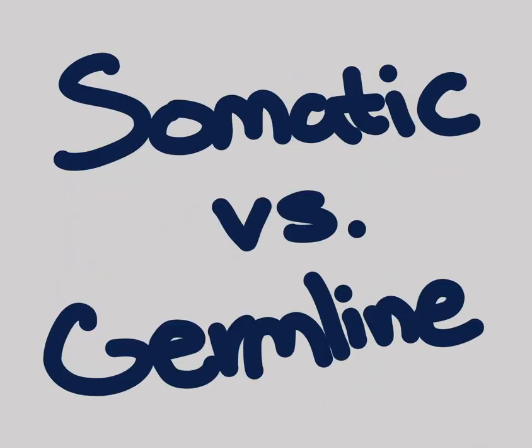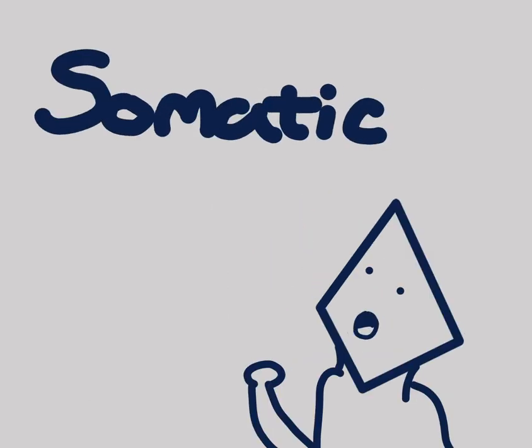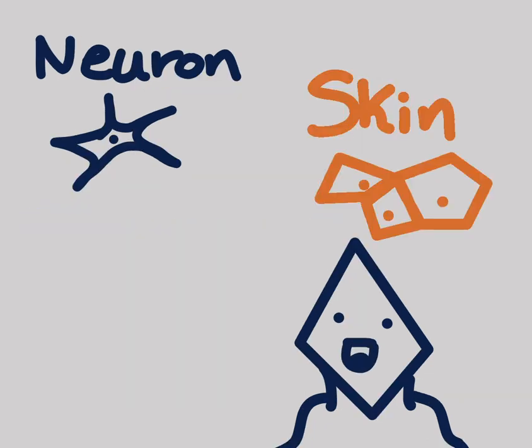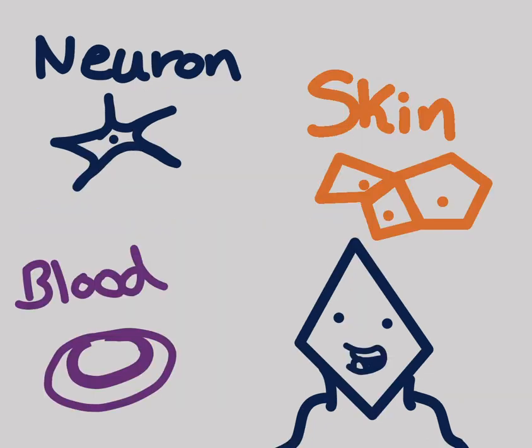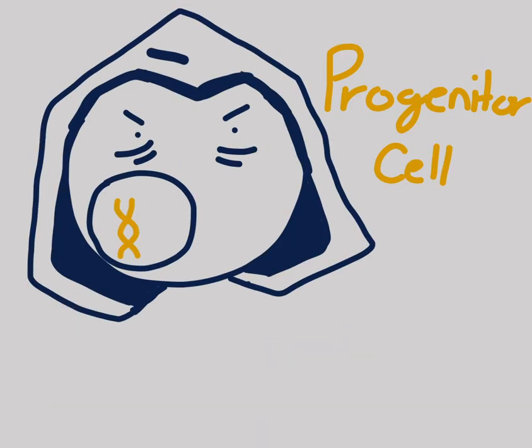Somatic versus germline mutations, very simple yet important concept. Somatic mutations occur in somatic tissues, aka neurons, skin cells, blood cells. When a mutation occurs in a single cell, that beginning cell is now the progenitor cell.